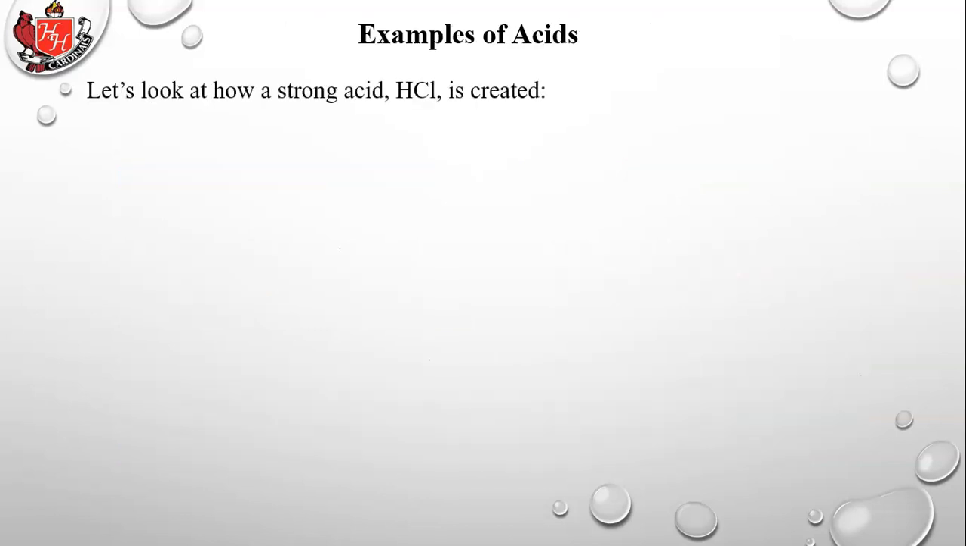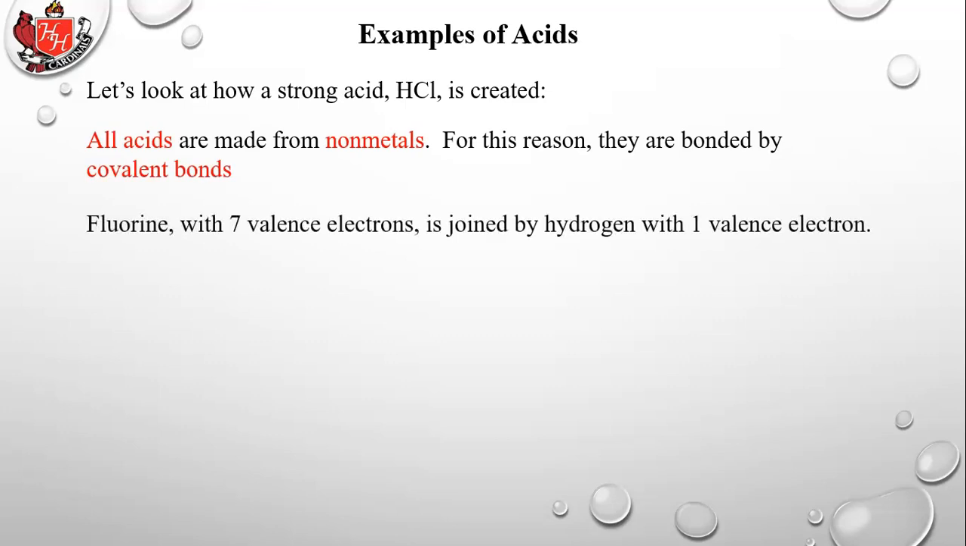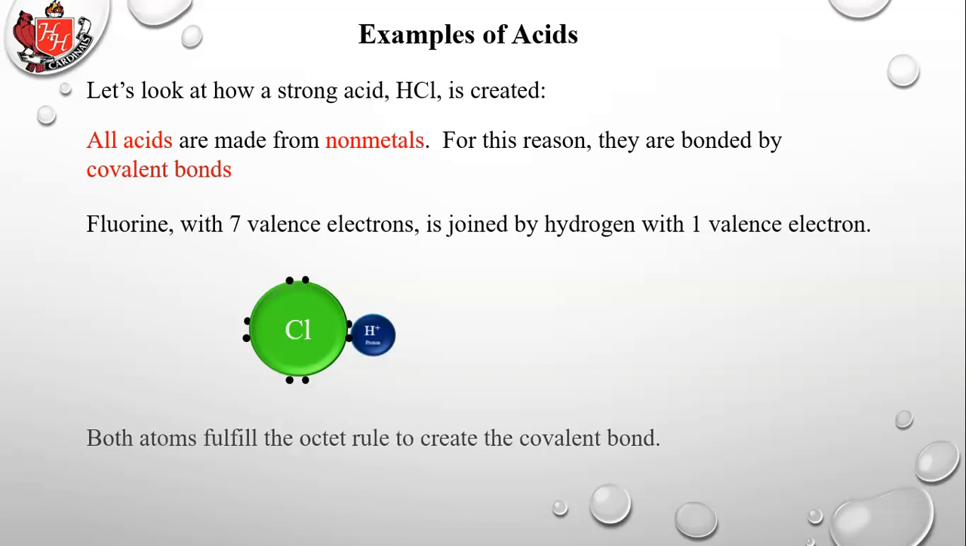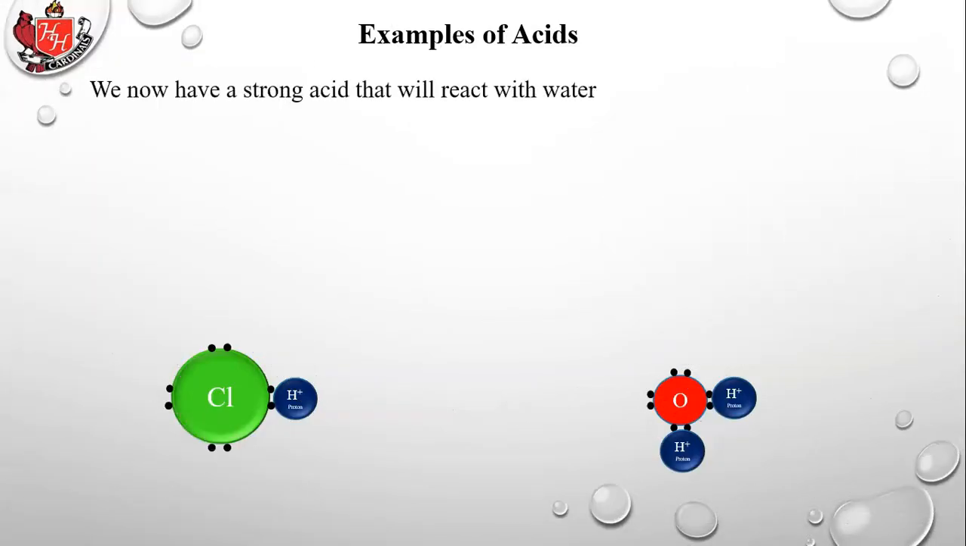So let's look at how a strong acid, HCl, is created. All acids are made from nonmetals. For this reason, they are bonded by covalent bonds. Chlorine with 7 valence electrons is joined by hydrogen with 1 valence electron, so the hydrogen comes over and joins on, and that creates hydrochloric acid. Both atoms fulfill the octet rule to create a covalent bond, and that's HCl, hydrochloric acid. We now have a strong acid that will react with water.